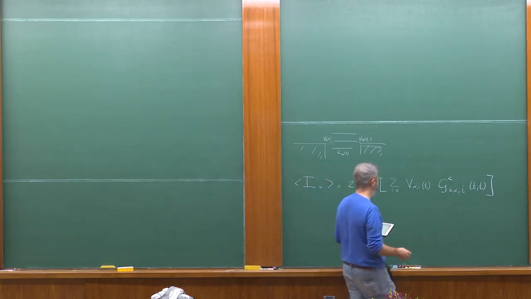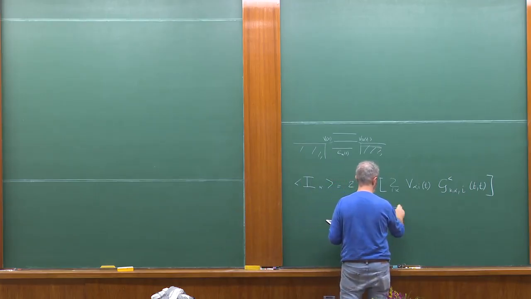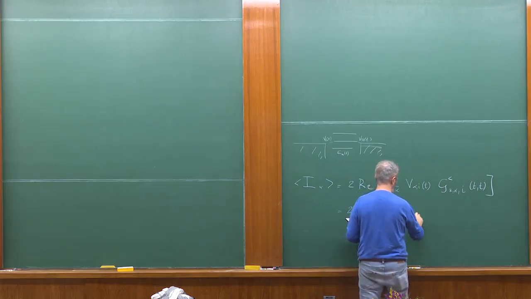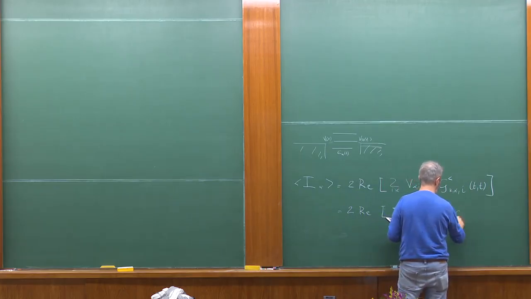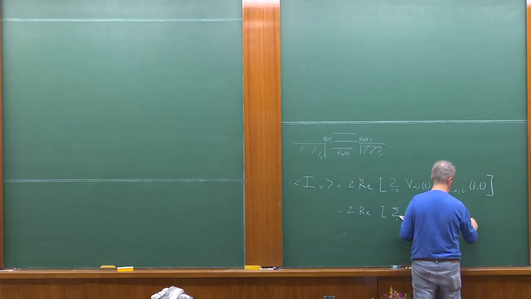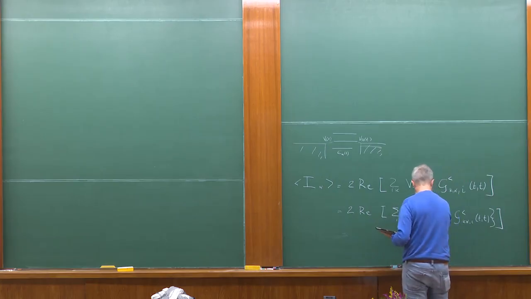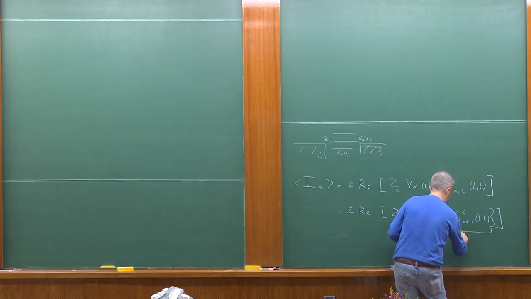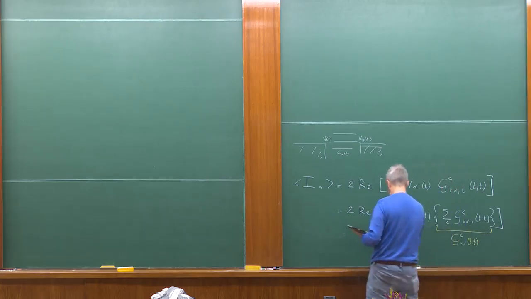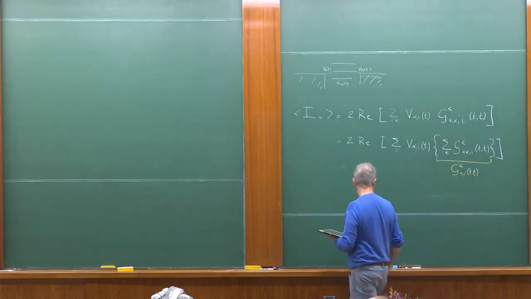So let me do this simplification and therefore write this as twice the real part of the sum over i of v_alpha,i(t), and then the sum over k of G lesser_{k alpha, i}(t,t), and this is nothing but, we call it, G lesser_{alpha i}(t,t). Okay, so now our goal is to compute this G lesser_{alpha i}(t,t).